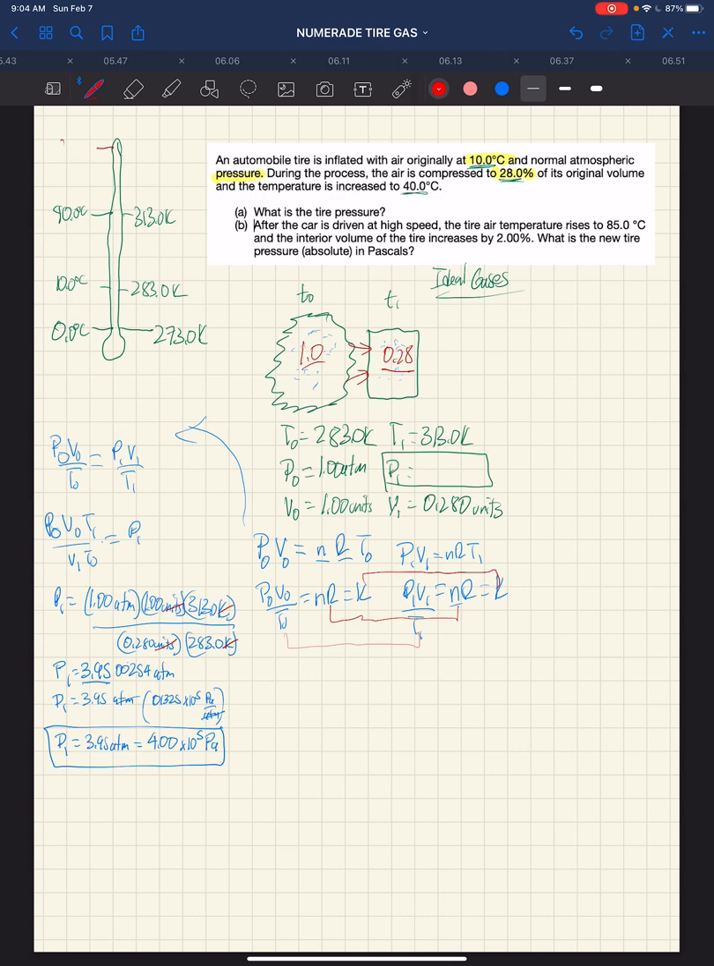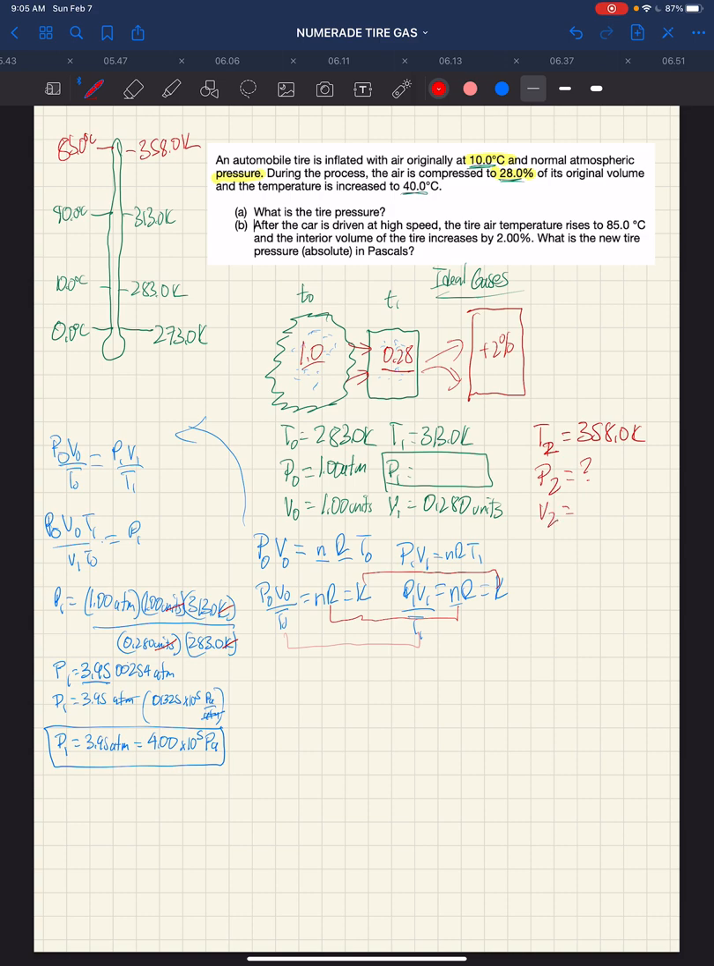So we can now go to 85.0 degrees Celsius, which takes us to 358.0 Kelvin. So now accounting for our data here, we expect there's going to be some expansion. And what we realize is this is going to be up 2%, that volume. We're told that the interior volume increases by 2%. So our T2 is 358.0 Kelvin. Our P2 is what we are looking for. That's the unknown. And our V2, we are told, is 2% more.